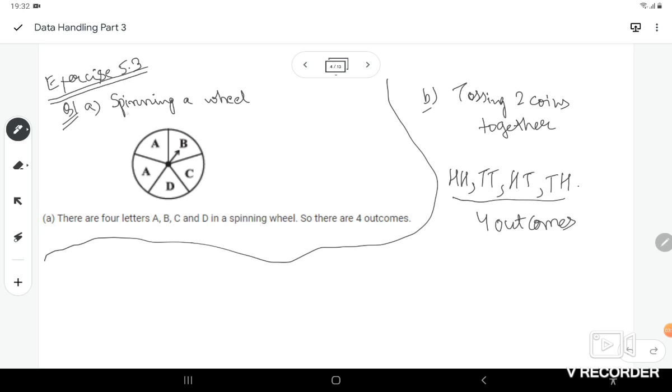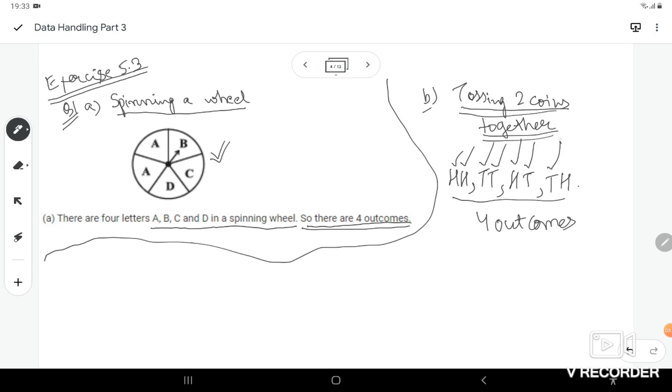It says calculate the outcomes in case of spinning a wheel, and you can see the wheel here. There are A, B, C and D on the spinning wheel. So what are the outcomes? There are 4 outcomes. And let's see another part. It says tossing 2 coins together. In tossing 2 coins together, you can get heads on both coins, tails on both coins, heads on one coin and tails on the other coin, and tails on one coin and heads on the other coin. So here also there are 4 outcomes.